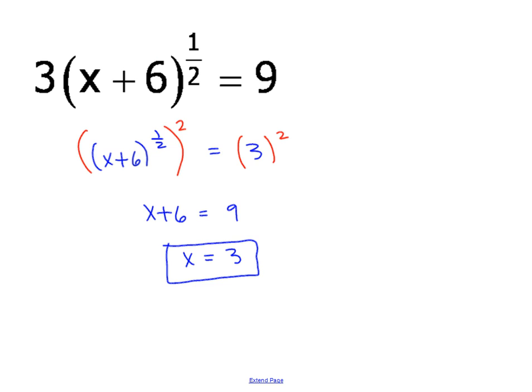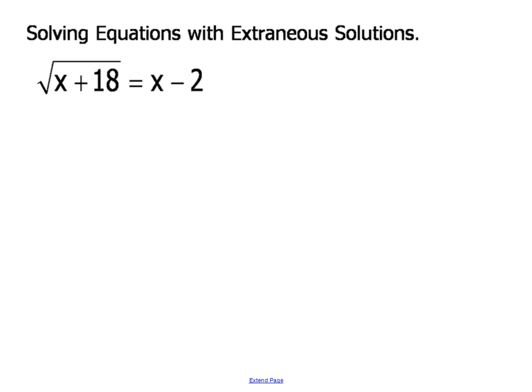I know at this point you may be wondering, why do I keep checking all of these when they all work out? So I'm going to show you a couple of examples of why we're checking these, because you are going to get some with extraneous solutions. So here's an example where I have the square root of x plus 18 equals x minus 2. So my rule is to get the radical by itself. I want to isolate it.